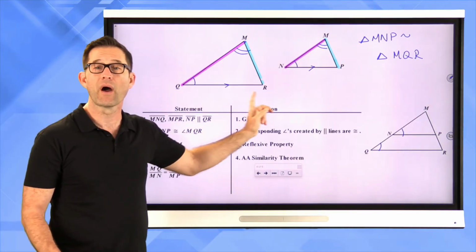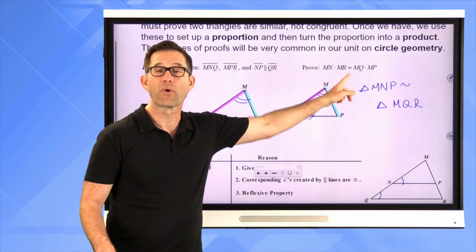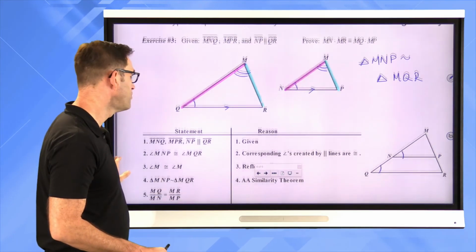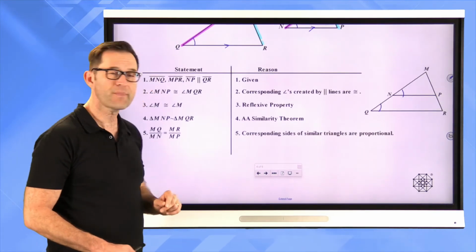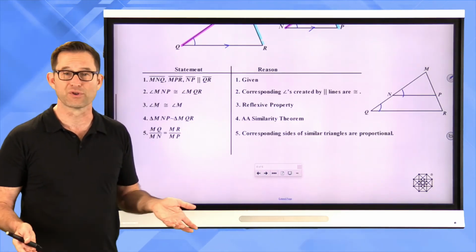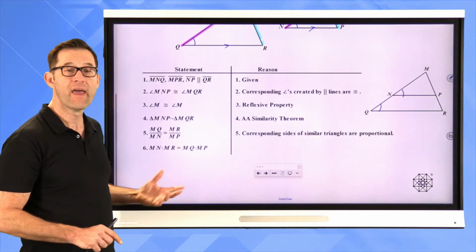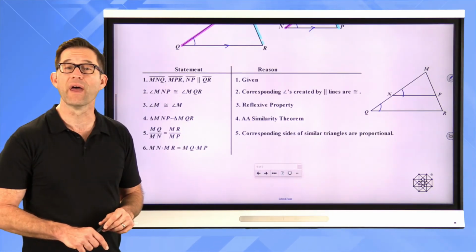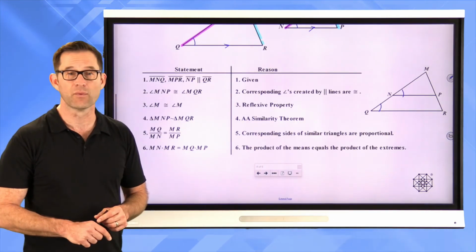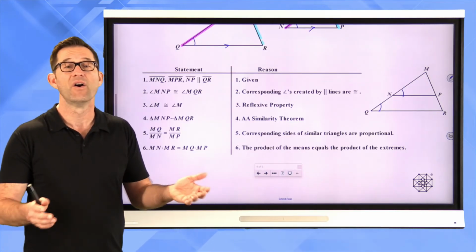And the only reason that we're not getting QR and NP involved is that they aren't in the product that I'm trying to prove. If they were, then I would get those two sides involved, but they're not. And I say corresponding sides of similar triangles are proportional. Finally, I now want to turn this into my desired product. MN times MR is equal to MQ times MP, and that is the product of the means is equal to the product of the extremes. That's it. That's my whole proof.